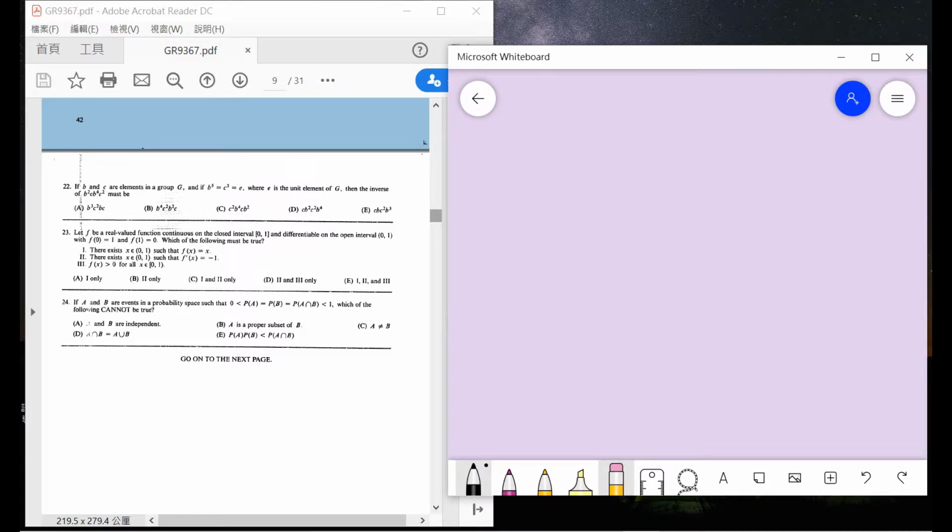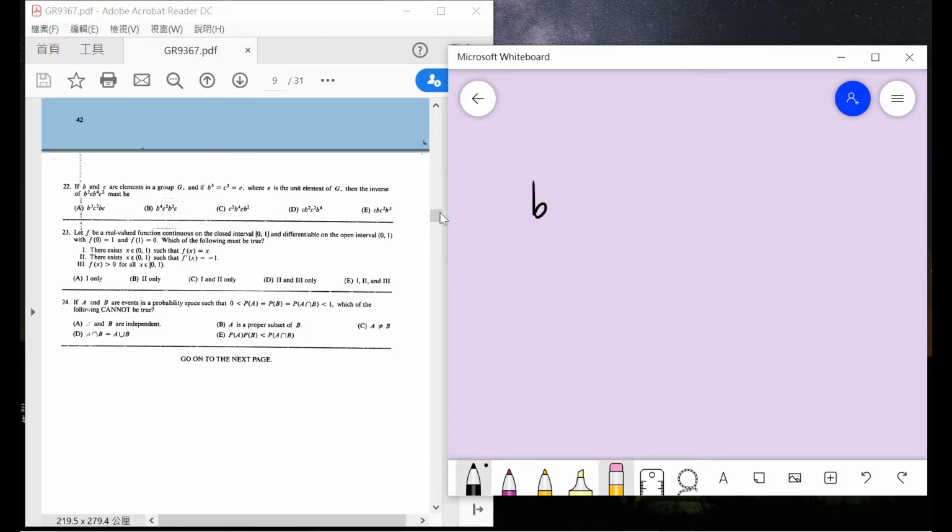Okay, 22. So I think I will solve 22, 23, and 24, and then we change it to another video, because otherwise the video is too long. So 22: B, C are elements in group G. If B to the 5 equals C cubed equals the identity element, where the identity is the unit element of G, then the inverse of B squared C B to the 4 C squared must be what?